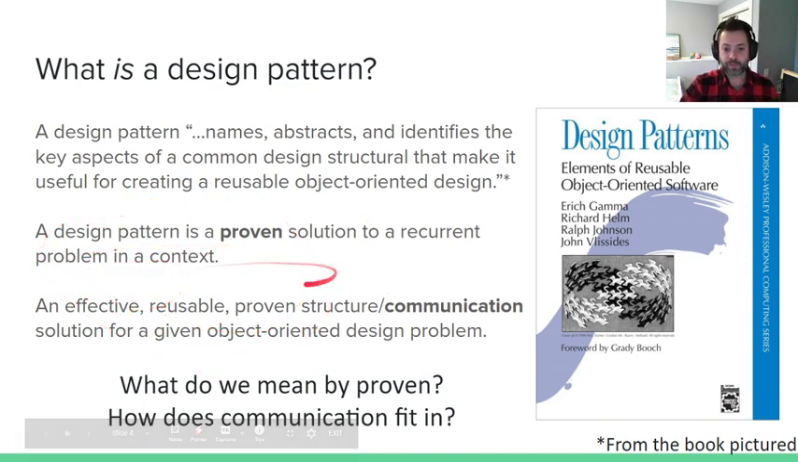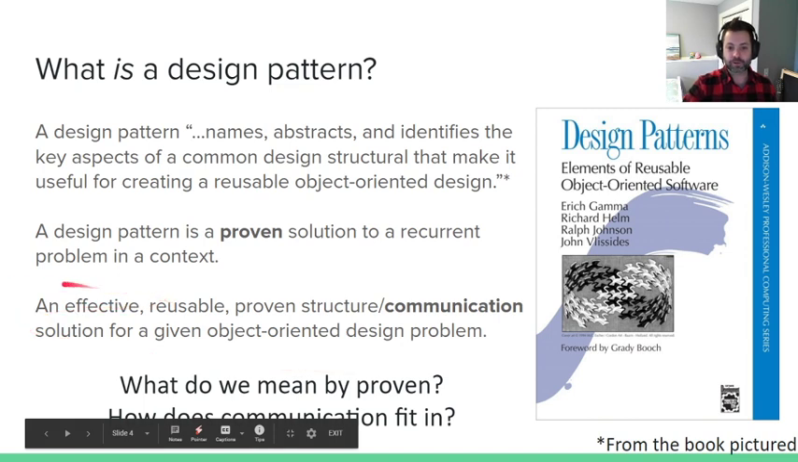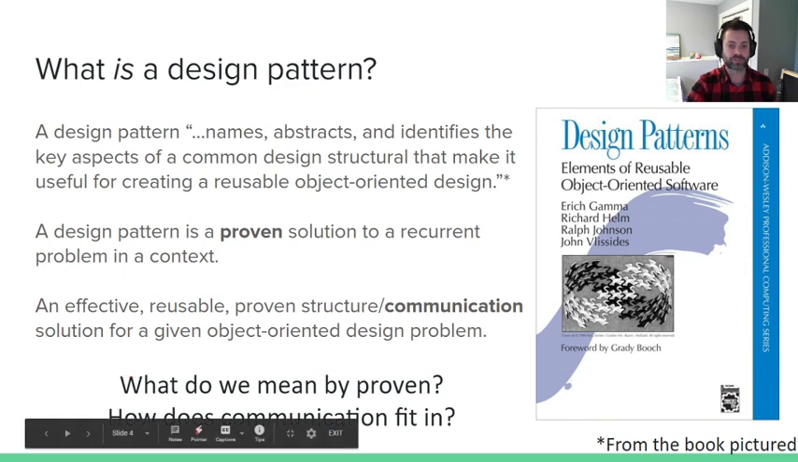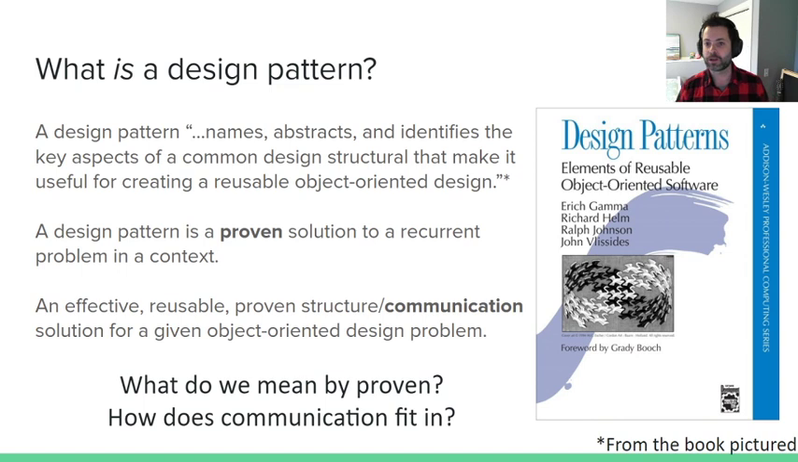So we have proven solutions, and these are basically structures or communication solutions. So the two questions here: what do we mean by proven? How does communication fit in? Proven means that we have seen these design patterns emerge over time in software engineering. Basically, we know that these things exist just based on what other engineers have done. So we've looked at history. And communication can mean two things. It can be communication between objects, classes, entities. So how do they all communicate together behind the scenes to form this pattern? It can also be human-to-human communication.